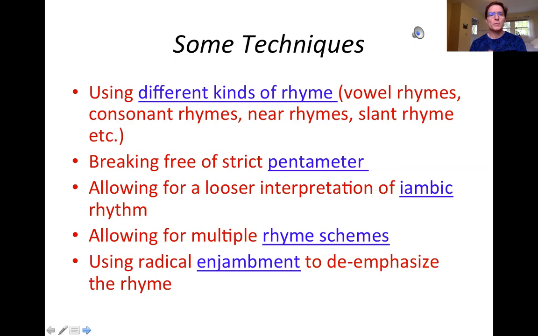So come up with a looser interpretation of iambic rhythm, allowing for multiple rhyme schemes throughout. Maybe just make sure that every rhyme has a match, and use radical enjambment to de-emphasize the rhyme. Radical enjambment just means breaking a line at an odd place in the sentence so the line carries onto the next line. So you don't want all of your lines in any poem ending on punctuation because it just emphasizes the rhyme.